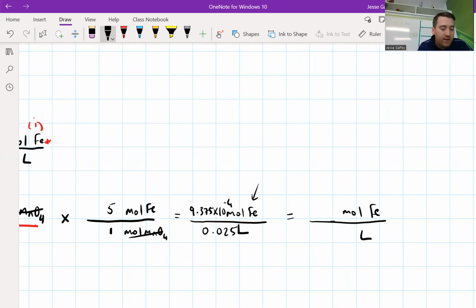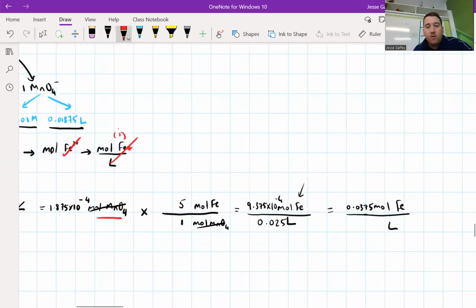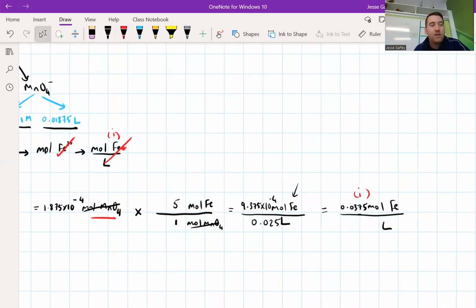So I'm going to go ahead, stick that in, divide it by 0.025, and I'm getting 0.0375. All right, and that should be my answer up as far as part 1. So that's my moles per liter of Fe, 0.0375. That's my answer, part 1.